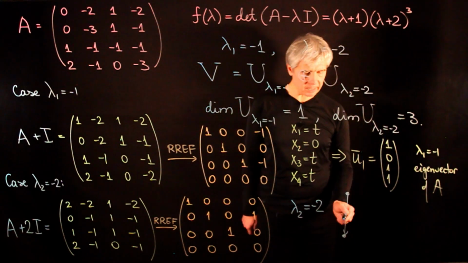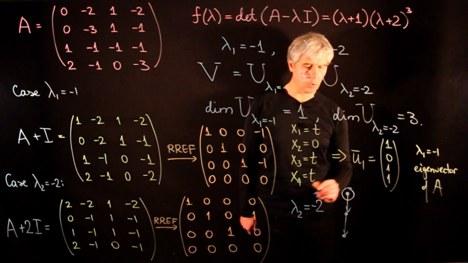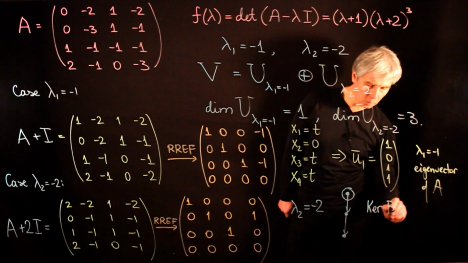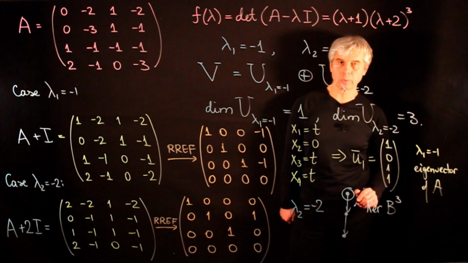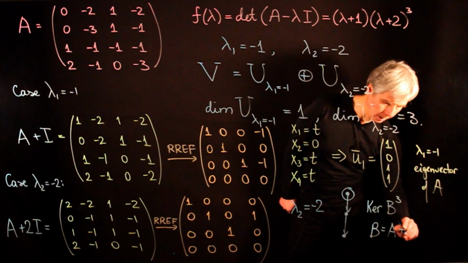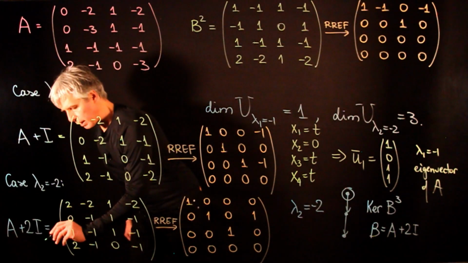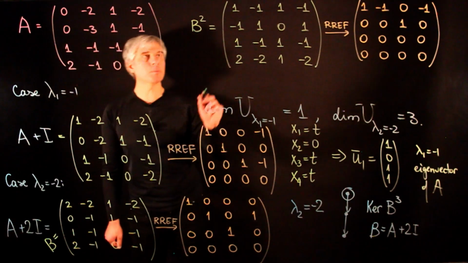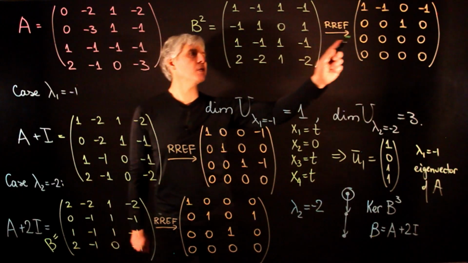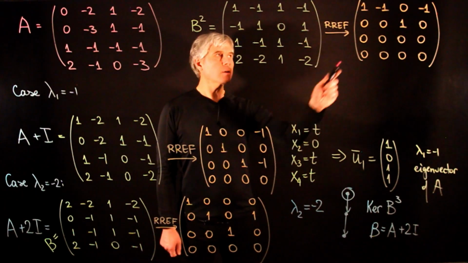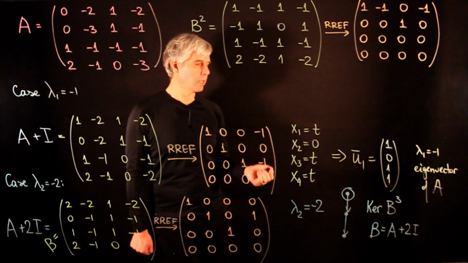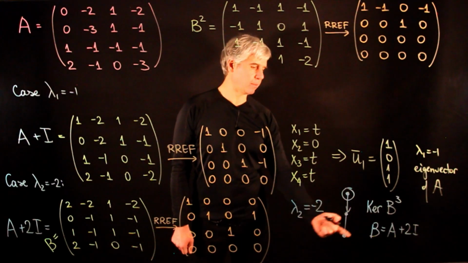To construct our basis, we need to get to the vector on the top. This vector will belong to the kernel of B cubed. So this is the space that we need to compute. So here B is A plus 2I. This is our matrix B here. And if we compute B squared, we get this matrix. Its reduced row echelon form is written down on the right. The rank of the matrix B squared is equal to 2, and the nullity is also equal to 2, which agrees with the information from this diagram.